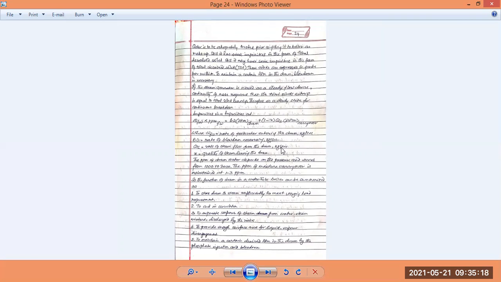The ppm of water depends on the pressure. As I have told you, it should be within 1,000 to 2,000, and the ppm of moisture.